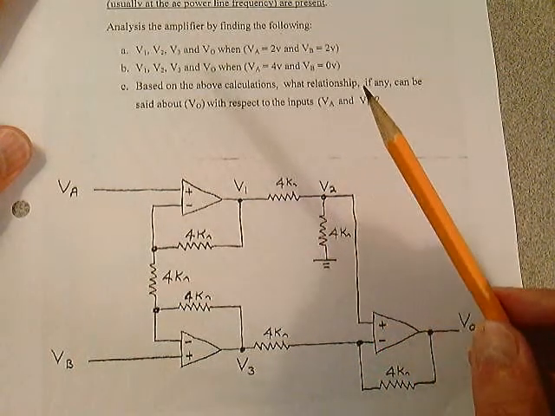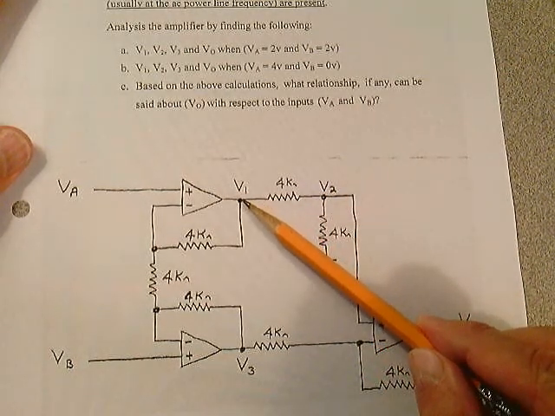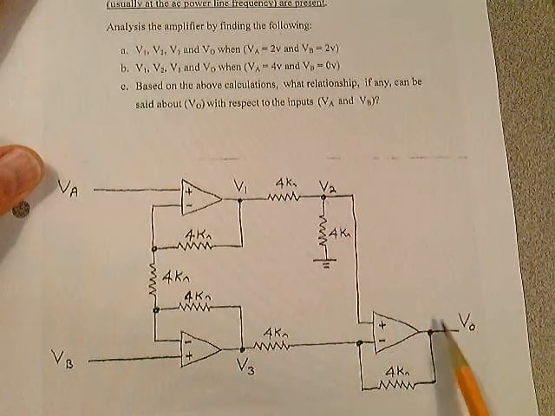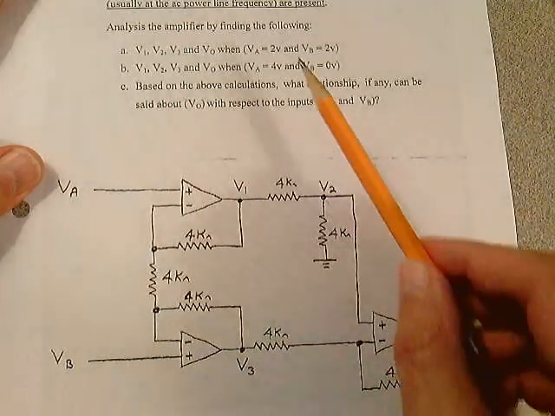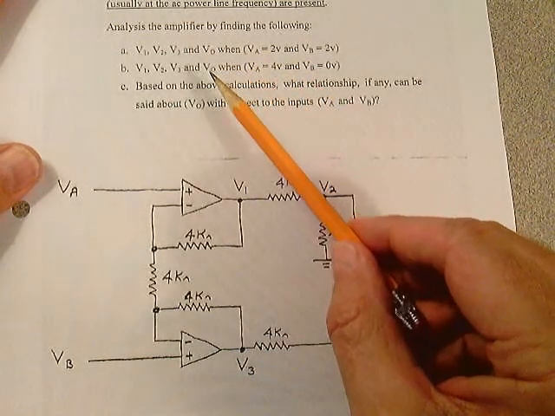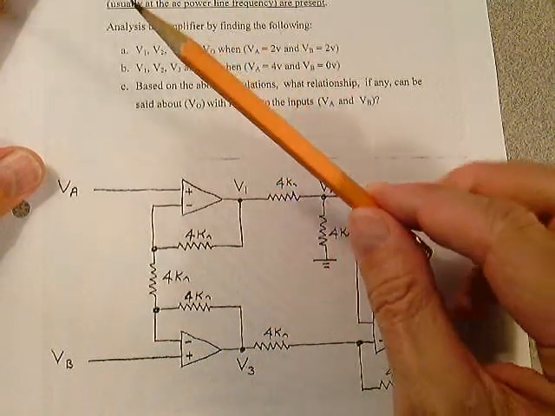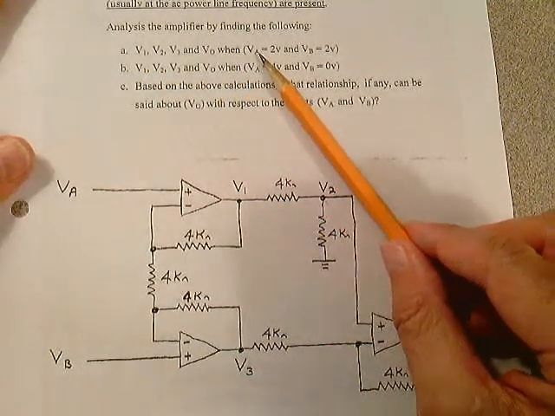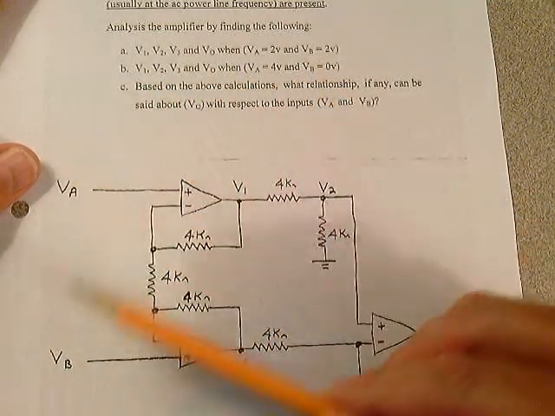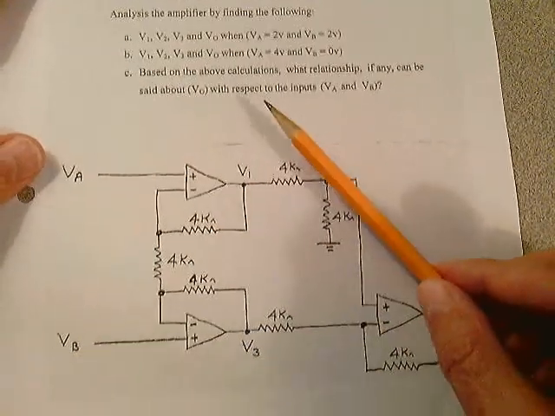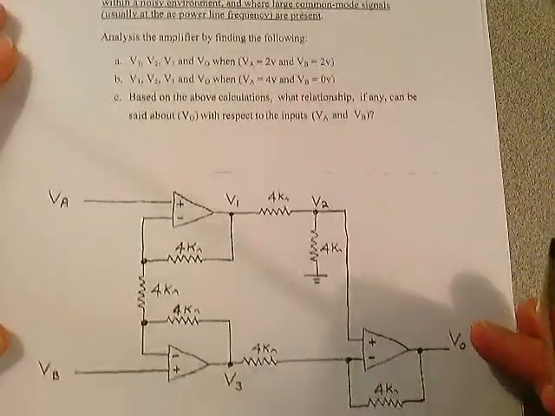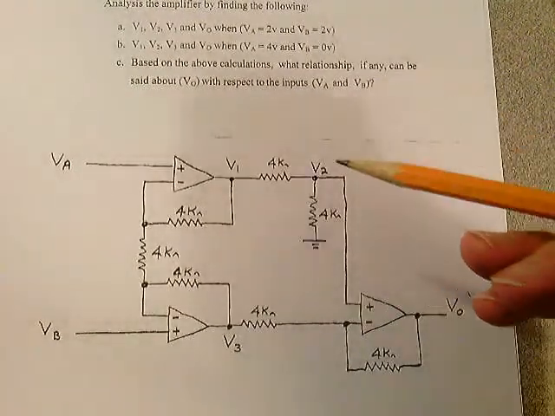and in the process determine the voltage at V1, the voltage at V2, the voltage at V3, and the voltage V out for two different input voltages. So if you take a look here, part A says we want to find V1, V2, V3, and V out when VA is equal to 2 volts and VB is equal to 2 volts. Let's go through this and see how we would analyze that particular circuit. I want you to follow me very carefully because I'm going to have you do this in just a minute.